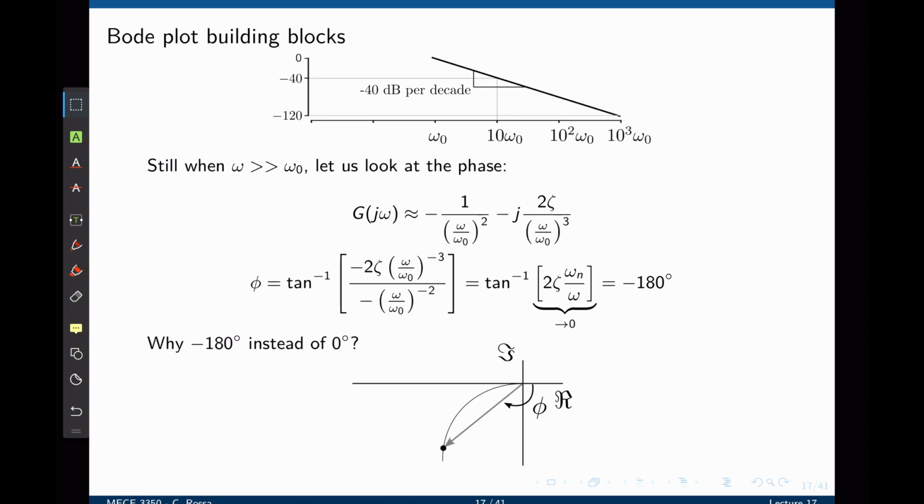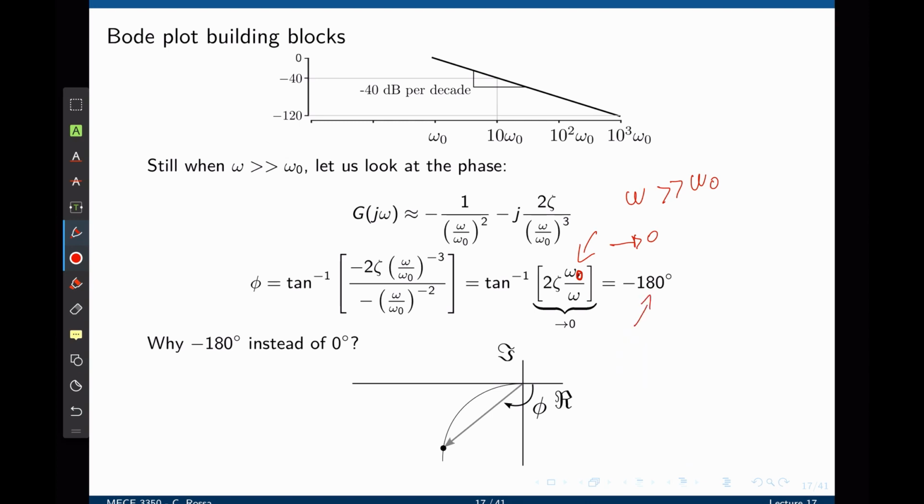Now let's look at the phase. Still, when the input frequency is much greater than the cutoff frequency, we can simplify the transfer function to this. Now the phase of the transfer function is relatively easy to calculate. It's simply the inverse tangent of the imaginary part divided by the real part. And after some straightforward manipulation, we get here. We know that omega is much greater than omega 0, which means that this term will tend to 0. Thus the phase of the transfer function tends to negative 180 degrees.